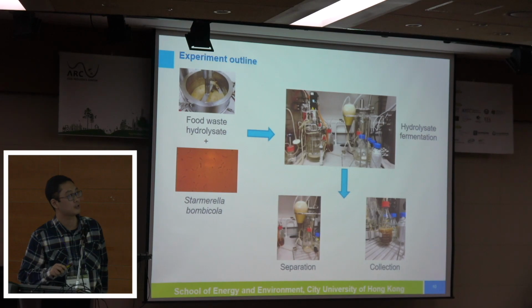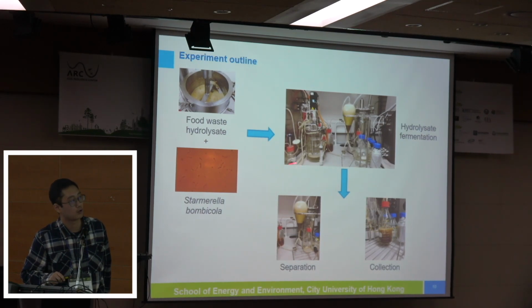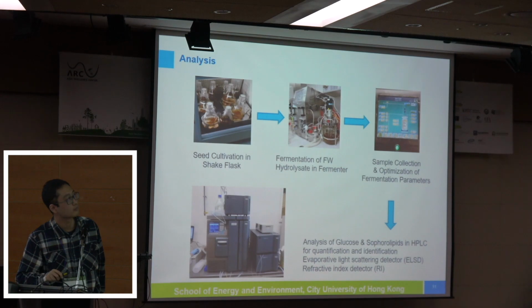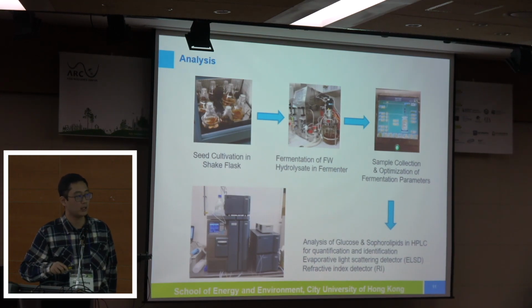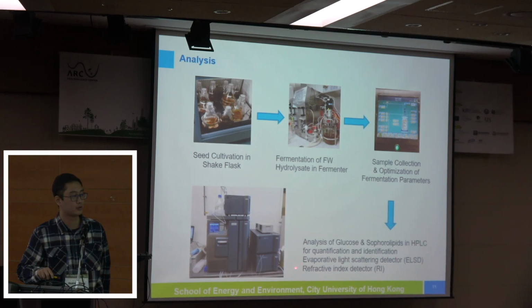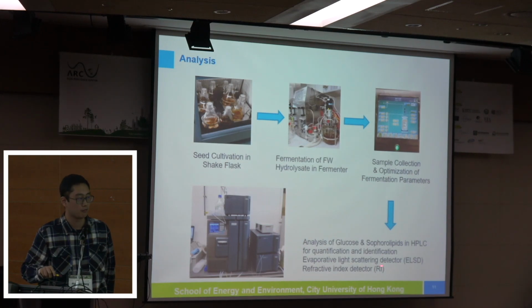We have the food waste hydrolysate and the strain, and we go for fermentation here. After it's producing our product, which is sophorolipid, we pump the hydrolysate to the separation unit and let it condense by gravity, and then we push the separated product to the collection bottle and push back the fermentation broth to let it ferment again. For analysis, we mainly use HPLC equipped with two different detectors. We use an evaporative light scattering detector for our sophorolipid detection, and a refractive index detector for glucose.